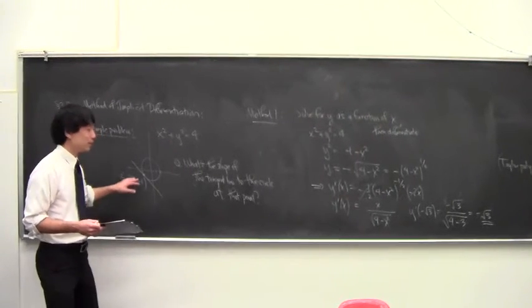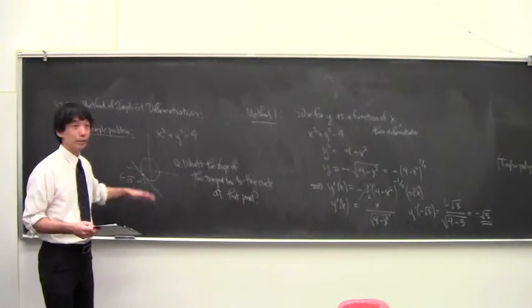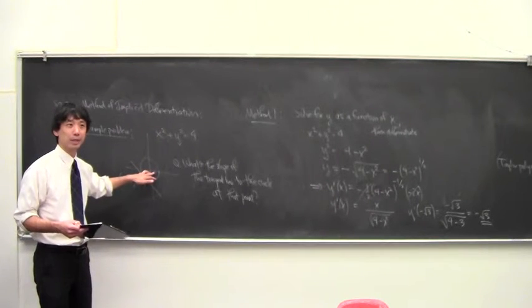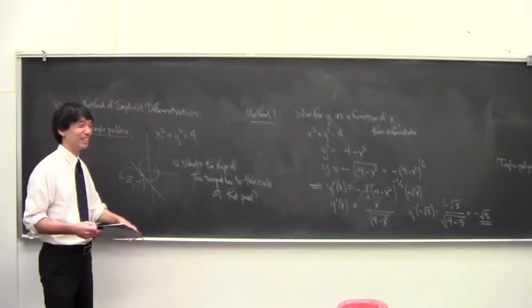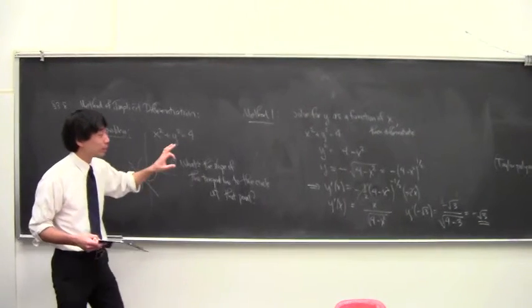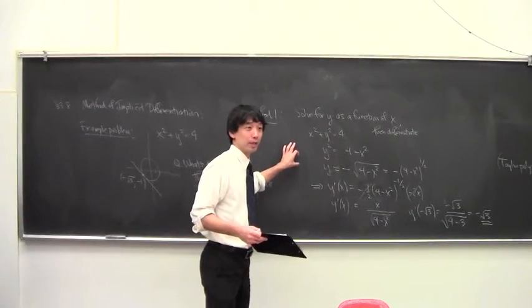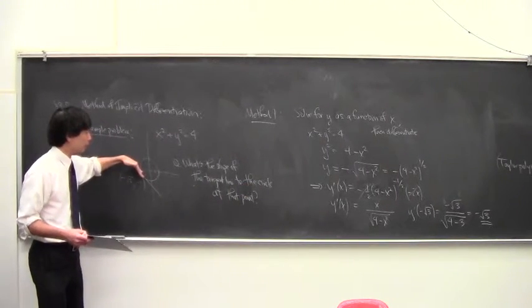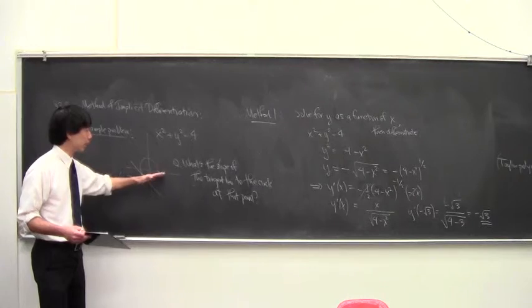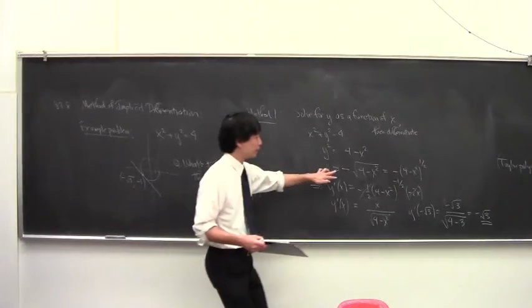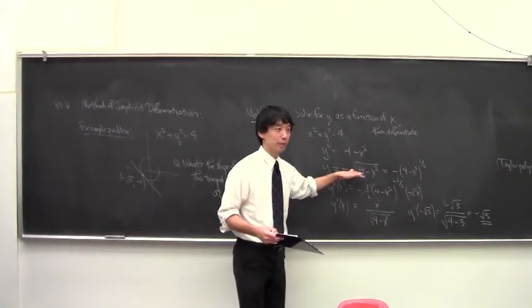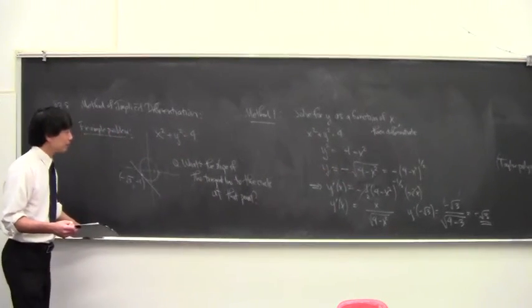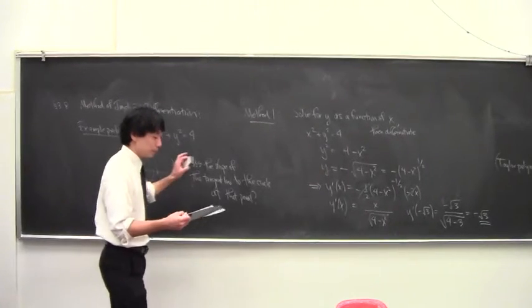So this is something that you could have done yourself using your current knowledge. This was within your grasp. There's nothing up here that you haven't seen. You figure out what function describes this lower part, you take the derivative, and you find the slope there. That's all within your knowledge. So that's method 1.